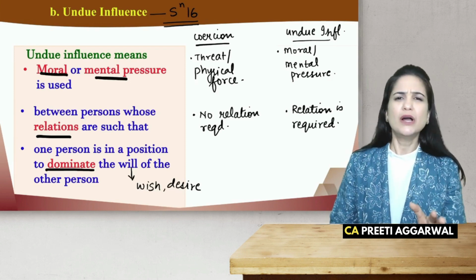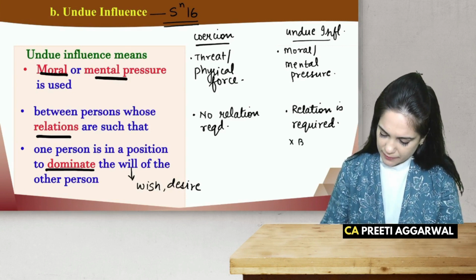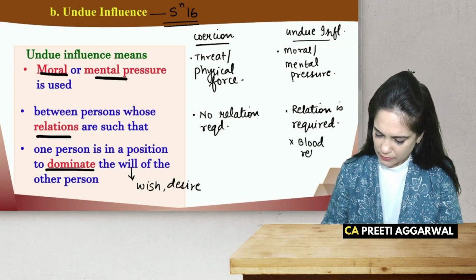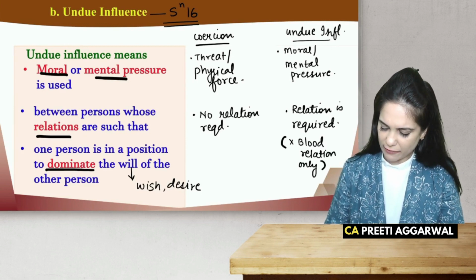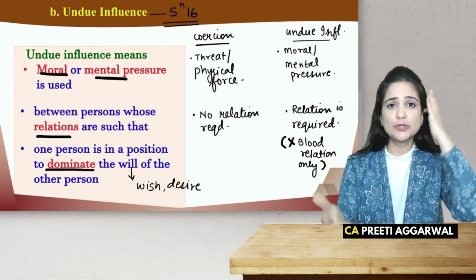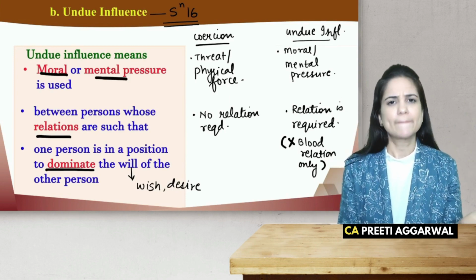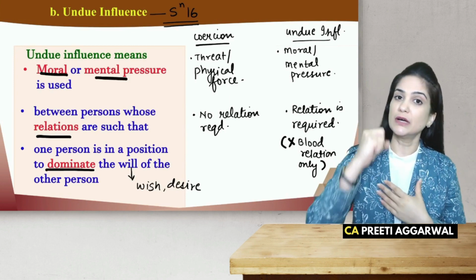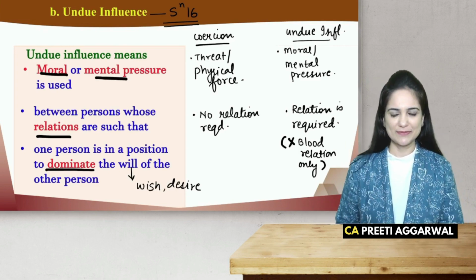There is some relation. Now, this relation is not blood relation only. Any kind of relation. Like there was blood relation in case of father and son, but it is not blood relation only. Any relation like teacher-student, doctor-patient, spiritual advisor and devotee. Any kind of relation wherein one person is in the dominating position. Please pause the video, take down notes. Write all this in your notebook.